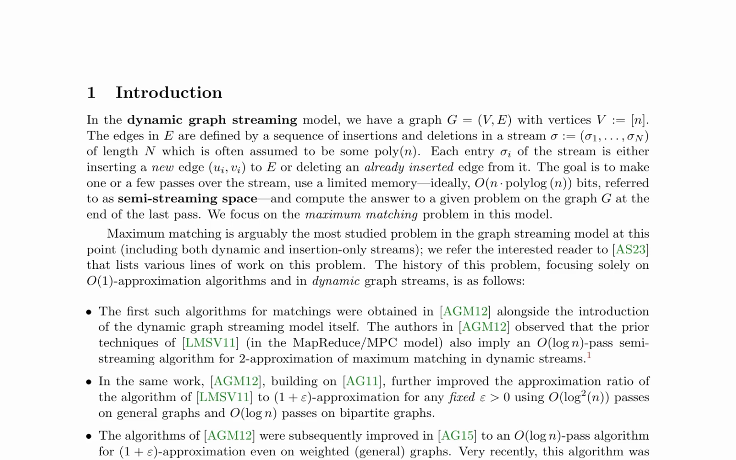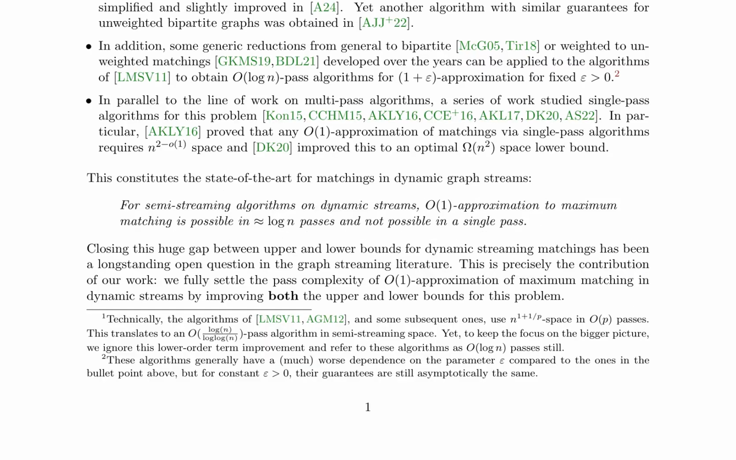using log 2 n passes on general graphs and log n passes on bipartite graphs. Generic reductions from general to bipartite or weighted to unweighted matchings have been developed, allowing for the application of algorithms from LMSV11 to obtain log n pass algorithms for 1 plus epsilon approximation.